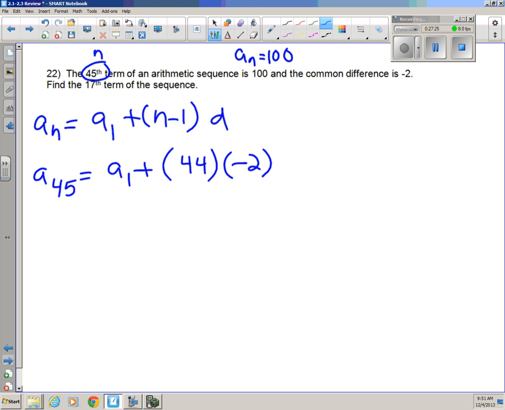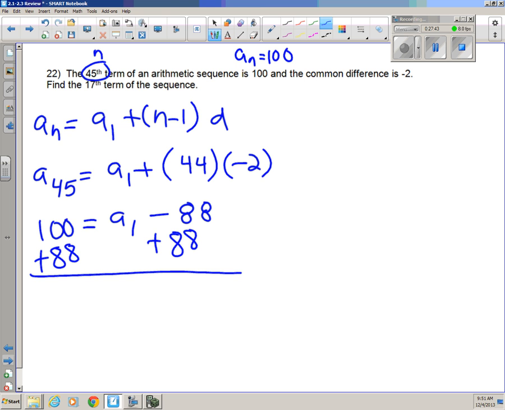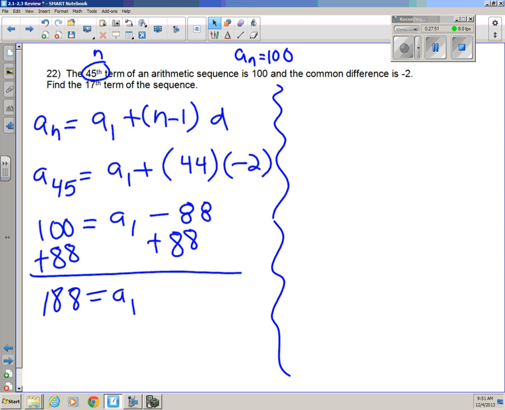So then what happens is, well, what is the term at the 45th spot? And that value is 100. So 100 is a sub 1 minus 44 times 2, -2, which is minus 88. If I add 88 to both sides, 188 must have been your first term. So that's great. So now we know the first term. Can we find the 17th term?